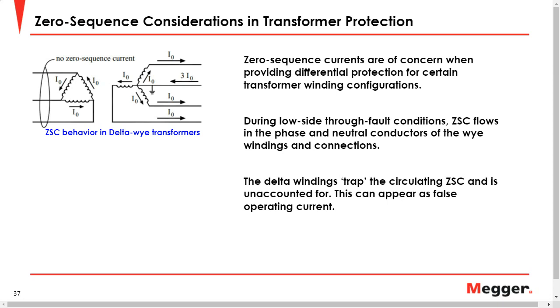You're going to see zero sequence currents on the Y side. However, they're going to propagate to the delta side as a zero sequence current that is trapped in that delta winding.